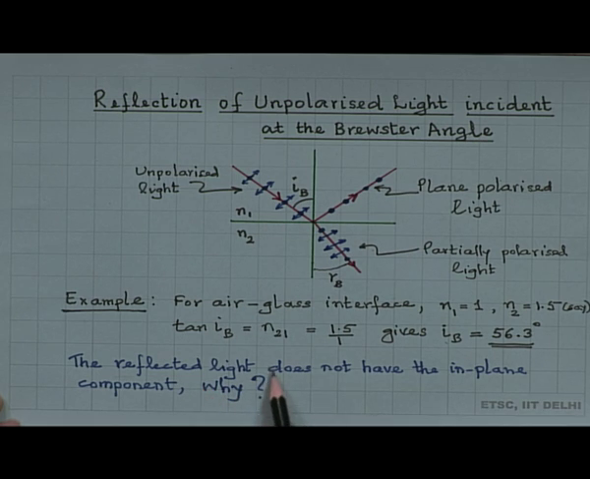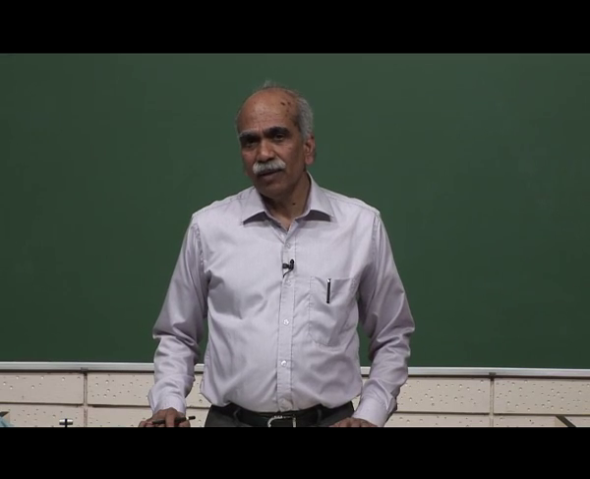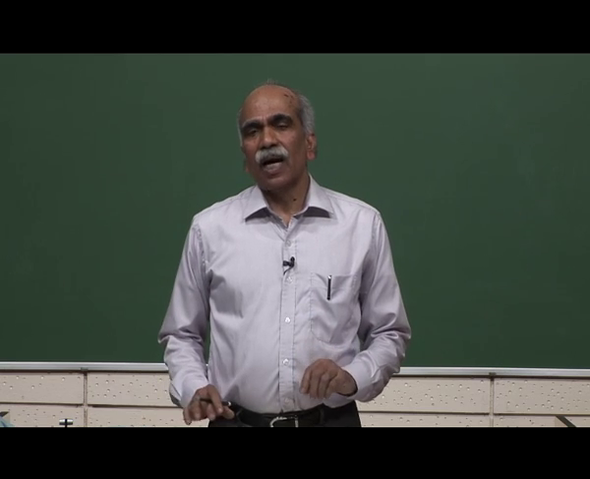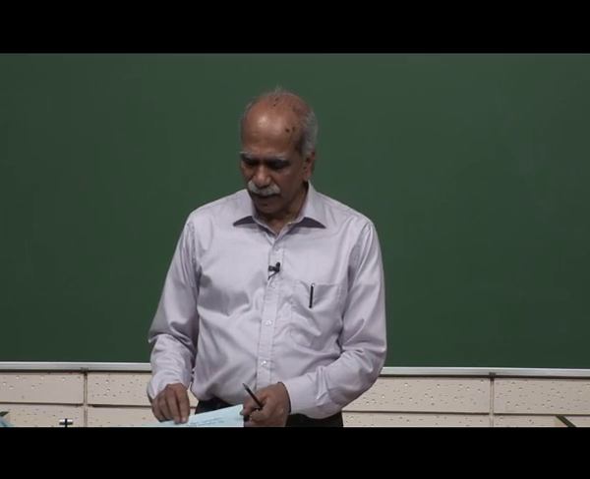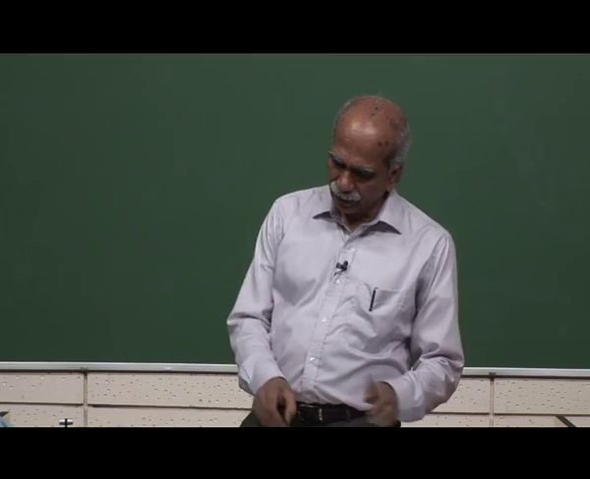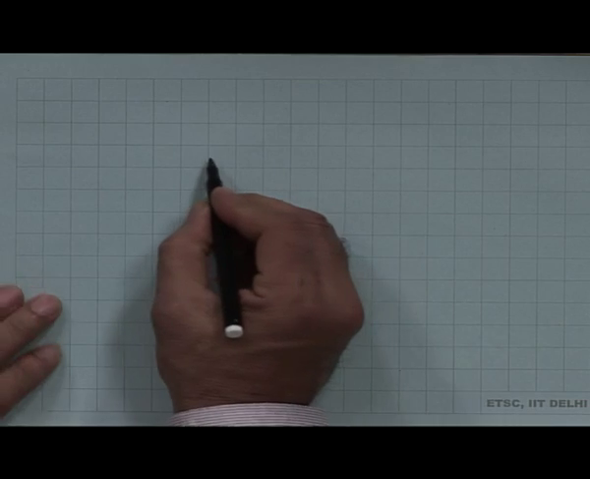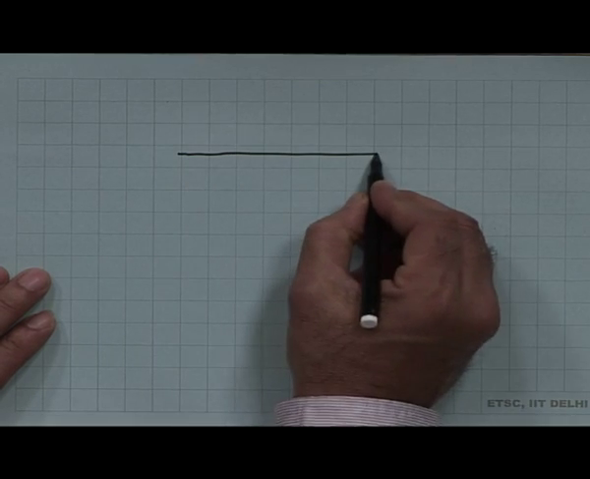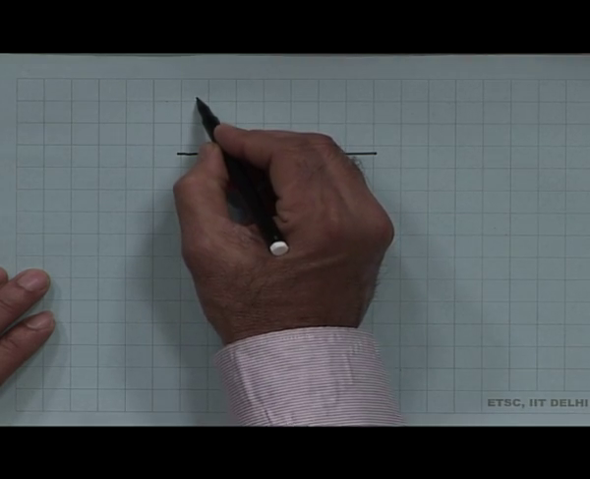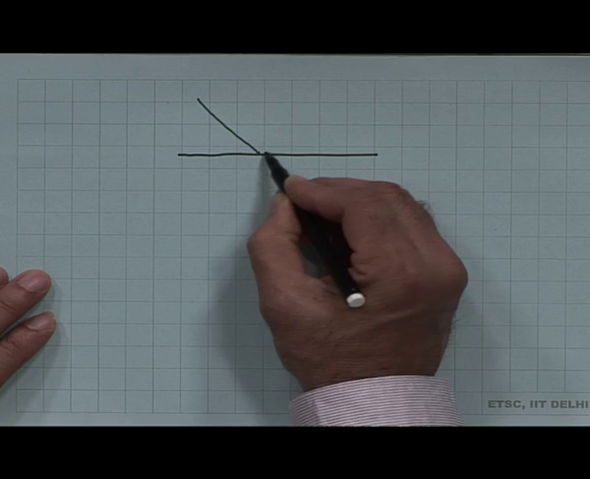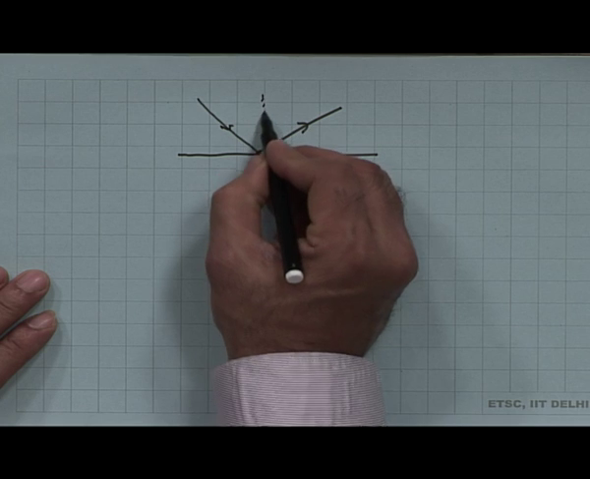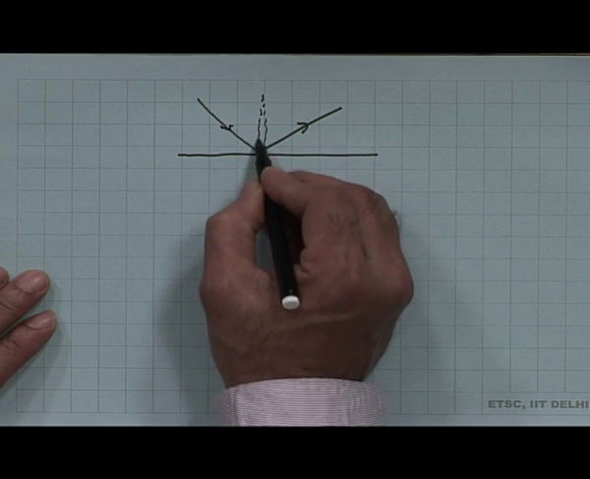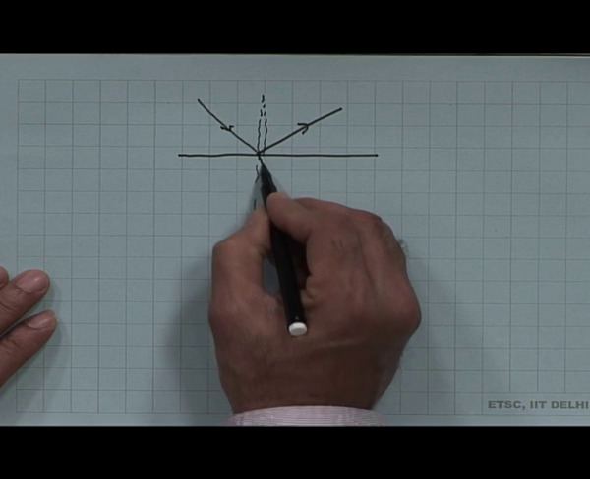The answer why is a little beyond the scope of our discussion, but for the sake of completeness I will briefly explain why the reflected light does not have this component. So, here is the interface, light is incident like this, and this is the reflected light and we have the transmitted light.